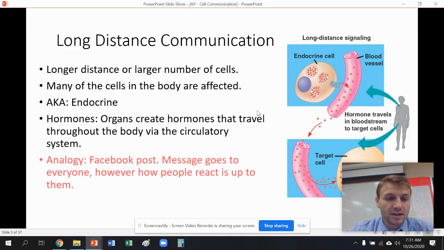Lastly, we have long distance, which is also called the endocrine system. This is where we use steroids and hormones that are created in organs, and they travel throughout the circulatory system and create cellular responses that way. The analogy that I give for this one is the Facebook post. This is where not everyone is going to react the same way, as maybe with the short distance one or the juxtacrine, the cell-to-cell communication.